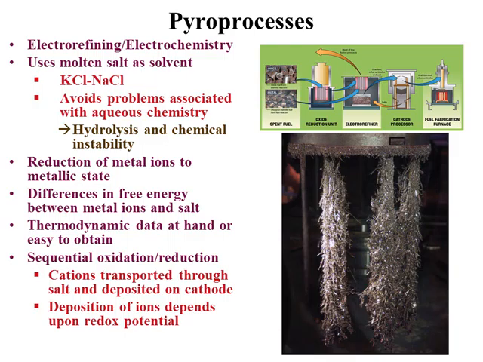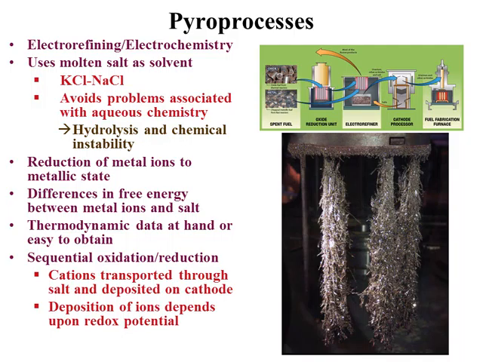Pyroprocessing is the electrochemical process used for separating uranium and actinides from spent nuclear fuel. It's also known as electrorefining or electrochemistry. The solvent that's used in electrorefining or pyroprocessing is generally a salt system. An example is a potassium chloride, sodium chloride system. One advantage of using the salt system is it avoids problems associated with aqueous chemistry. No hydrolysis and chemical instability due to radiation are eliminated through the use of these salts.